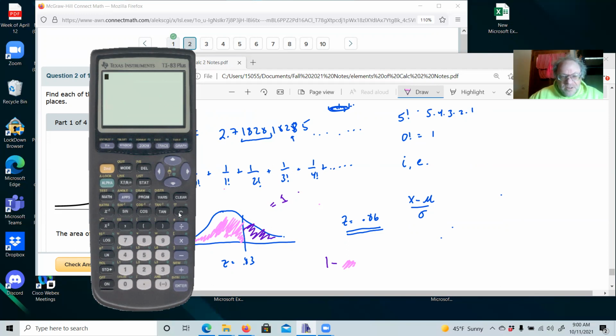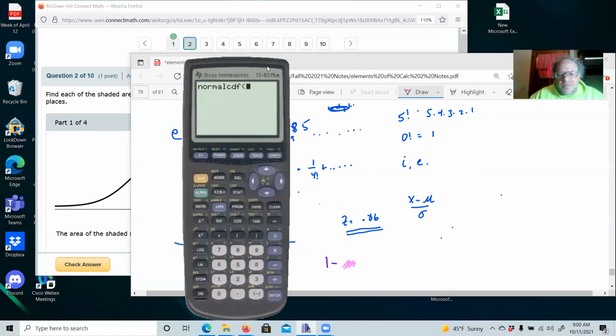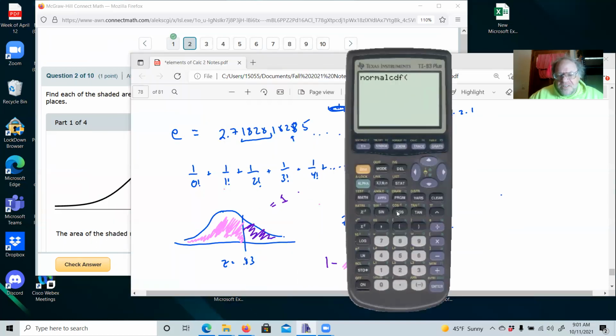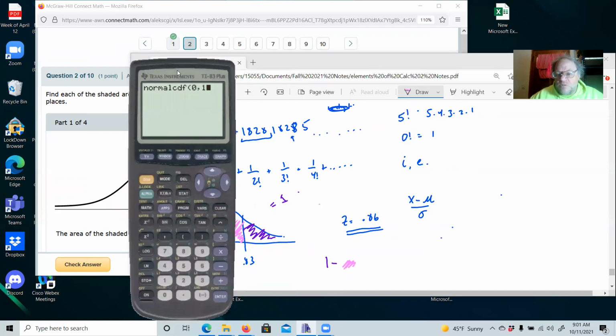So what we're going to do is second function, distributions. You see where it says normal PDF, normal CDF, inverse norm. These are the three that are the important ones. T is also an important one, so that's why it's second. So we're going to go to CDF. I don't remember this one. So I think we're going to say we have a mean of 0 and a standard deviation of 1.